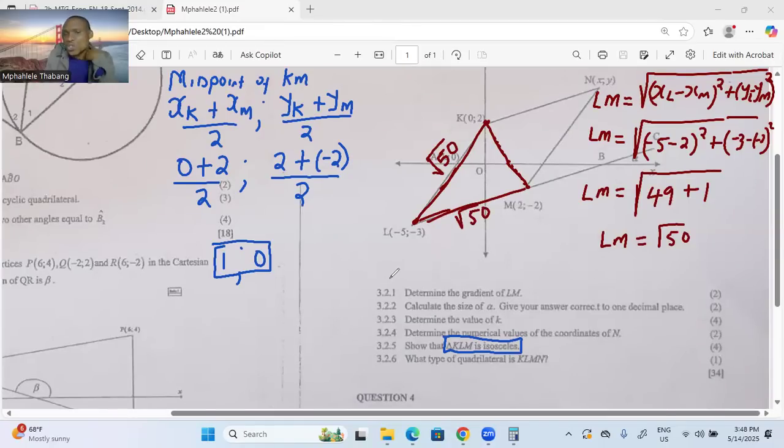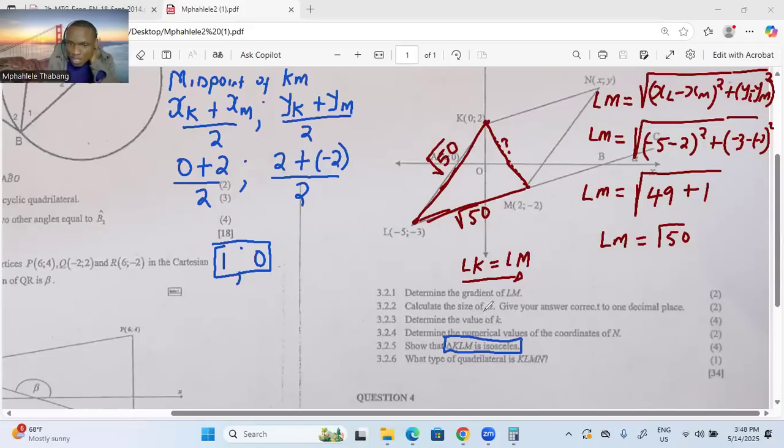You can also measure the distance of KM. I'm not going to do it, but I guarantee the distance of this side KM is not going to be the square root of 50. So the triangle KLM is an isosceles triangle because we see that LK is equal to LM. So it has two sides that are equal. Isosceles triangle has got two sides that are equal.